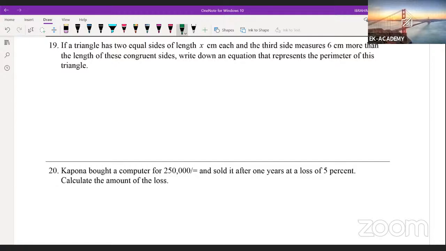So we are having a triangle. We are going to model it like that. We have two sides which are equal. Let these two sides be x. The triangle has two equal sides of length x cm each, so here it is x cm and here is x cm. And the third side is 6 more than the length of these congruent sides. So it means the third one is going to be x cm plus 6 centimeters.